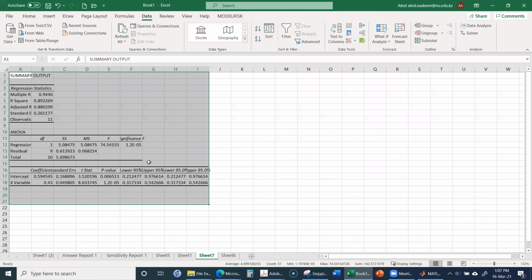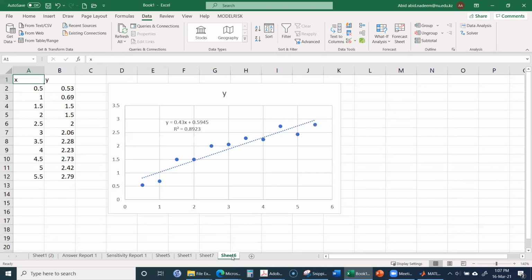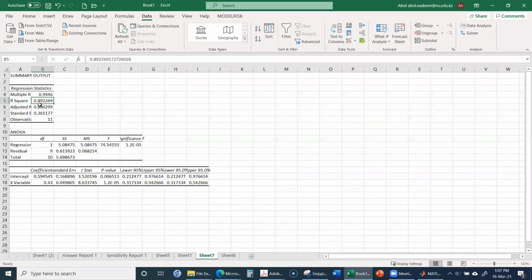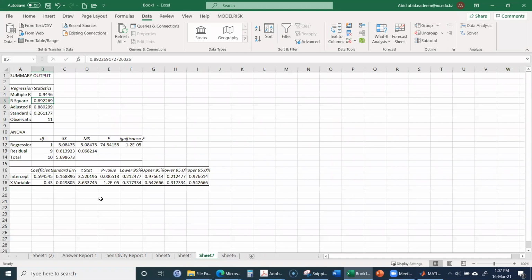Okay, so this new sheet will give us the data. So what are those data? Different regression values. As you can see, we have obtained this R square value over here, which was 0.8923, and it has performed the linear regression. And then these are the R square values. And where are the coefficients? So coefficients are 0.43 and 0.59. So we can find these coefficients here. First values, yeah. Oh yes, here. These are the coefficients, okay.